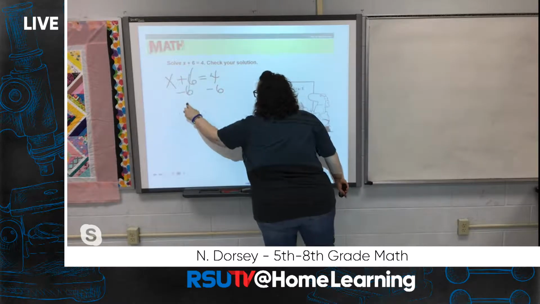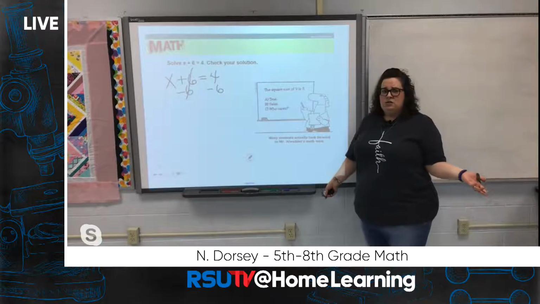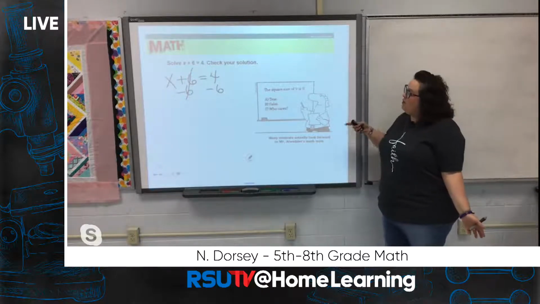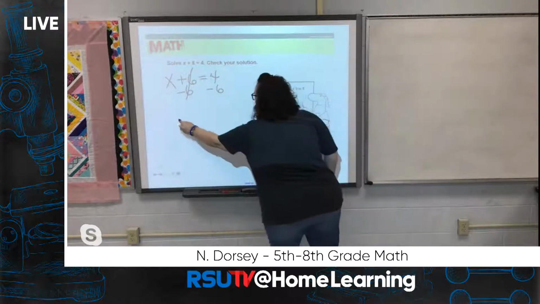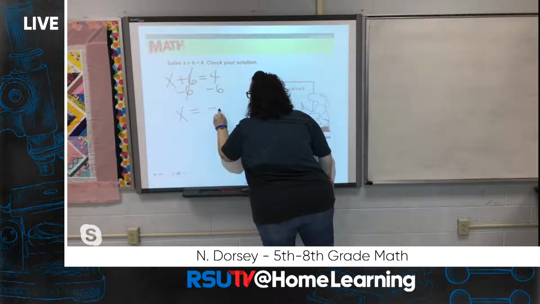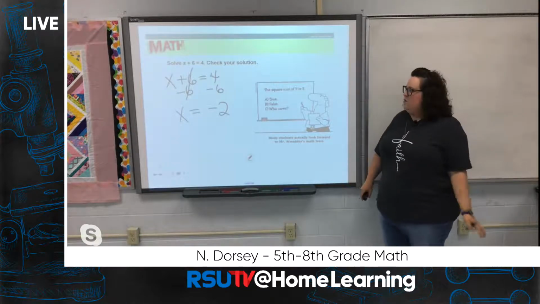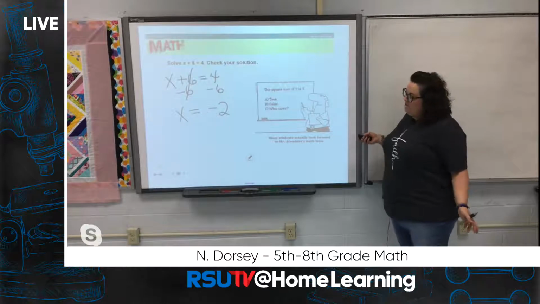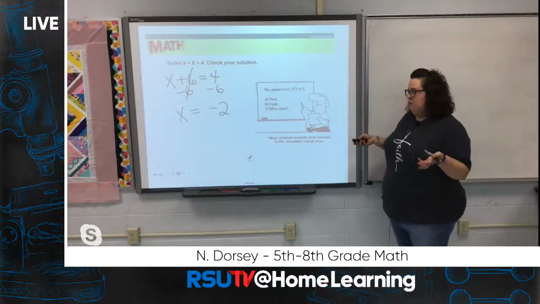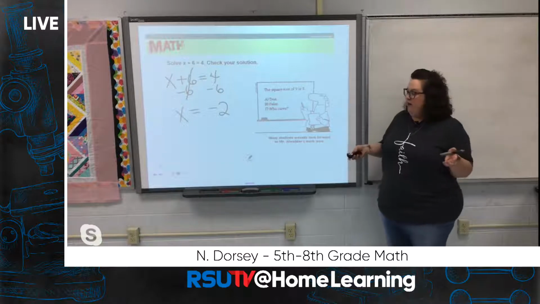So make sure you cancel your work and then you just do the math. 4 minus 6 is negative 2. So x equals negative 2. Now, some of you might be thinking, well, Mrs. Dorsey, I can just look at that problem and figure out that the answer would be negative 2 just by sort of plugging in different values.